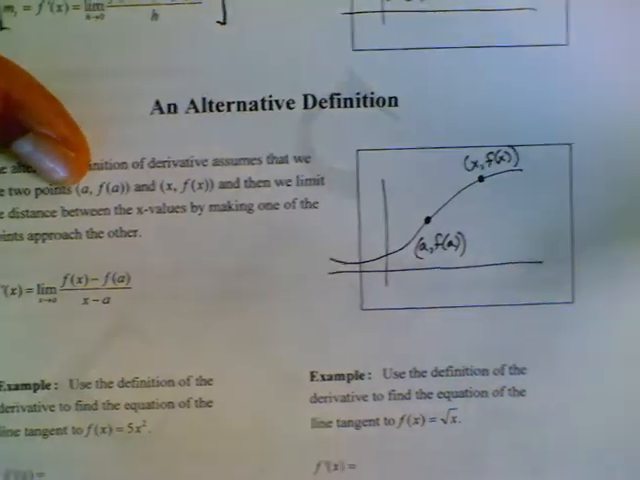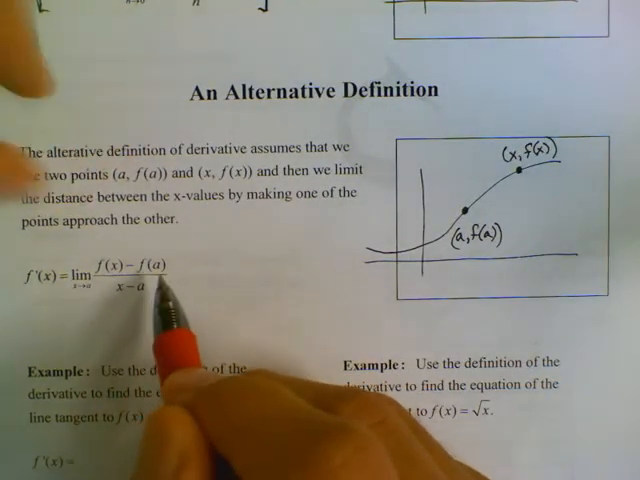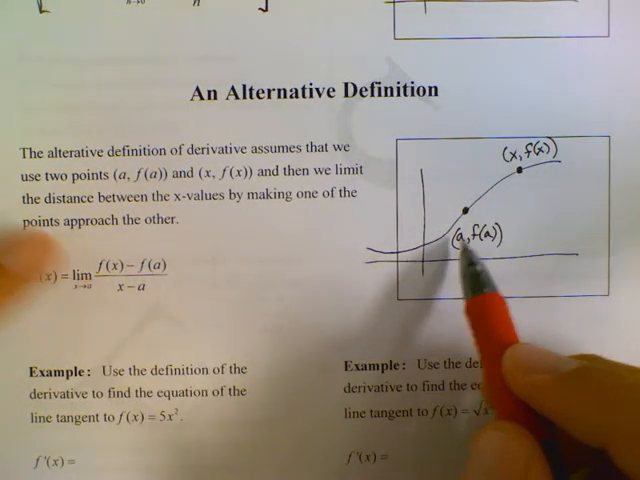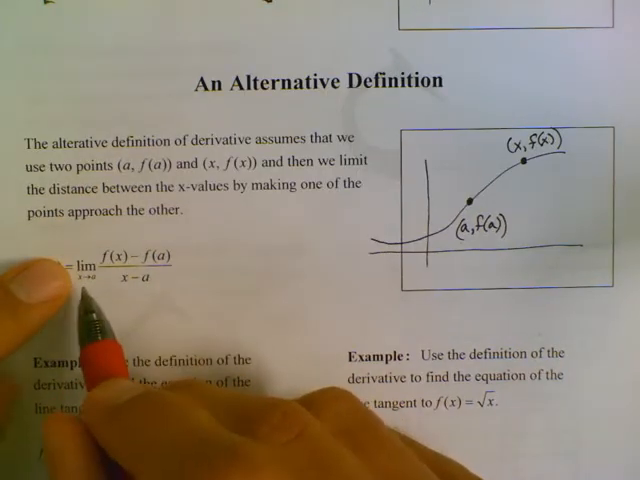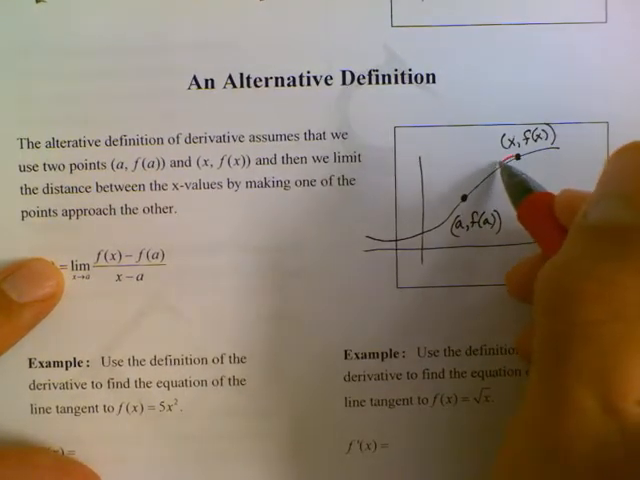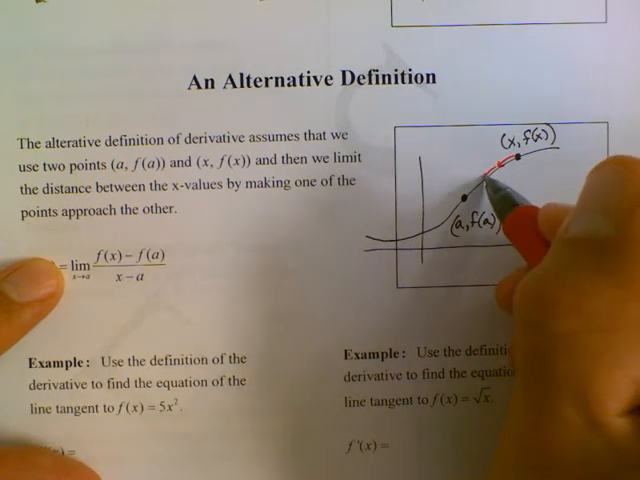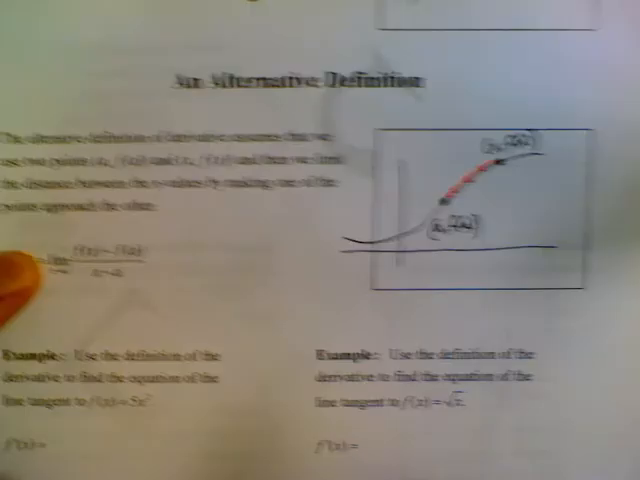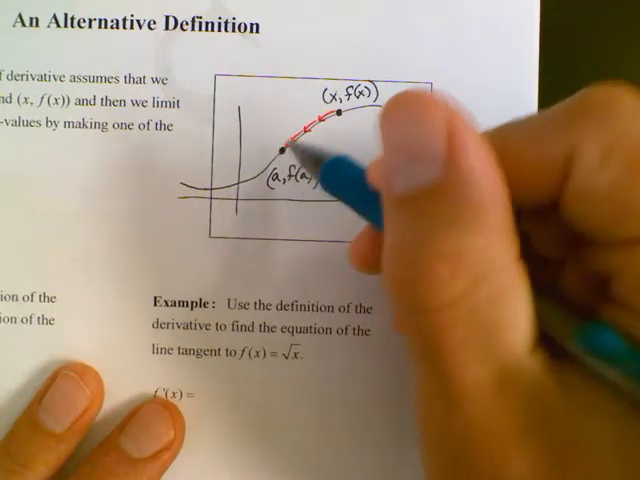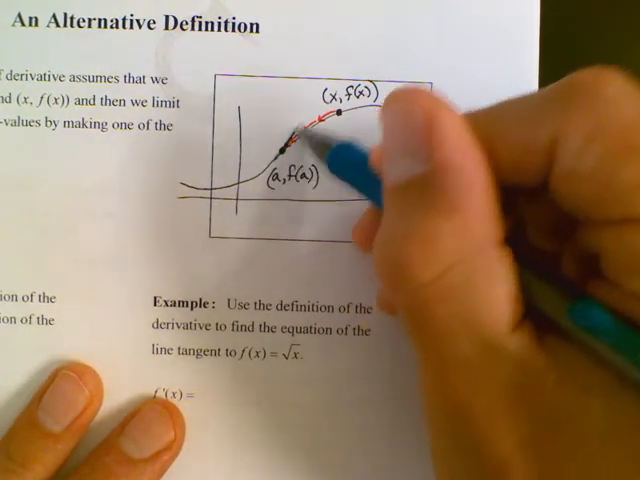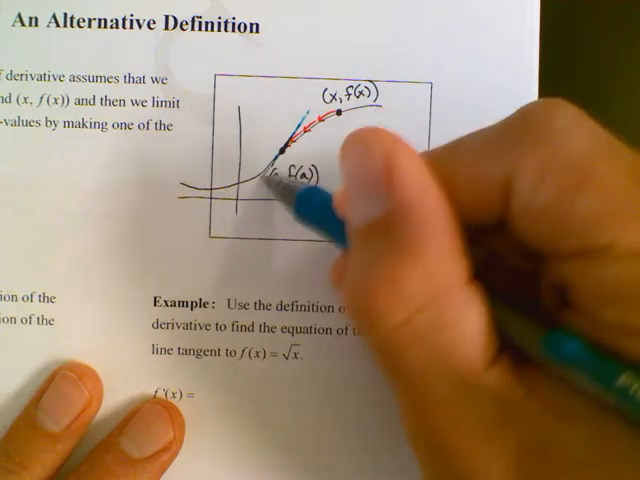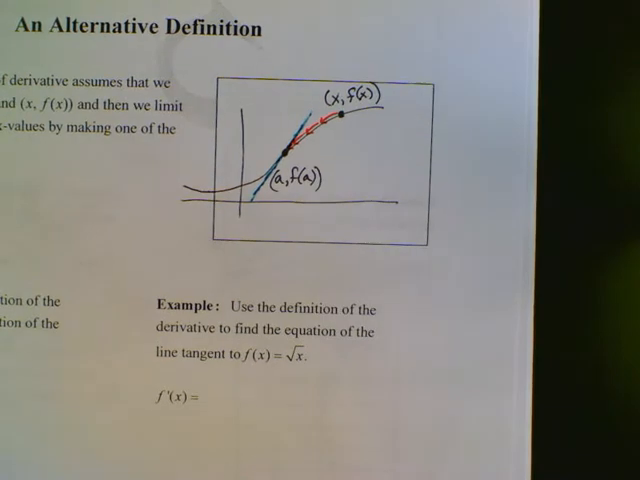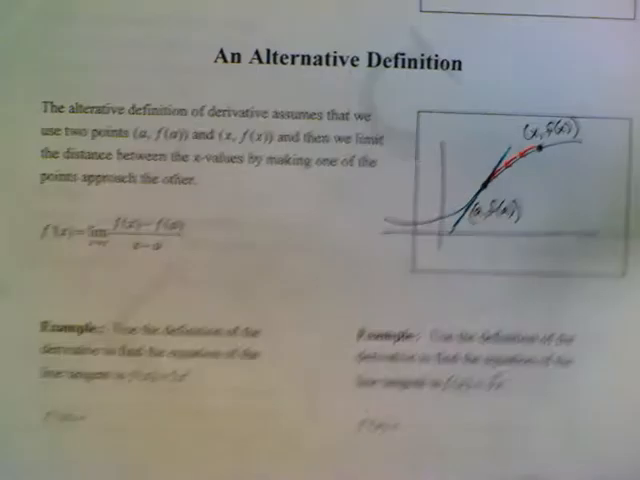Okay, so it's still a difference quotient. It's still finding the slope, f of x minus f of a over x minus a. But what we're doing this time is we're saying that x approaches a. Well, if x approaches a, then this point would get infinitely closer to the point a comma f of a. And again, if you wanted to approximate what that tangent line might look like, the tangent line might look something like this, right? So anyway, that's the alternative definition of a derivative.